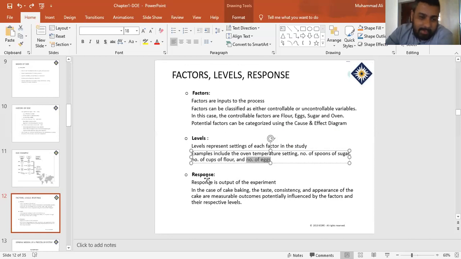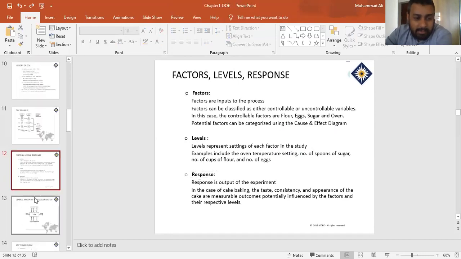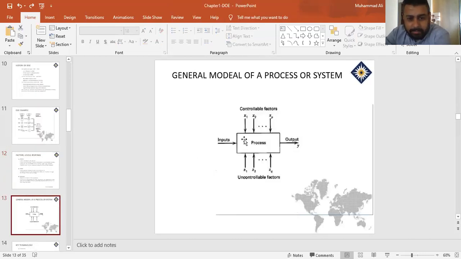And then we have another word which we call response. Response is the output of the experiment. We look at what response we get if we change the level. Let's say our factor is sugar: how much sugar, and what is the response? So factors are connected directly to the response and we have to evaluate this. This is the general experimentation diagram. We have some inputs here.